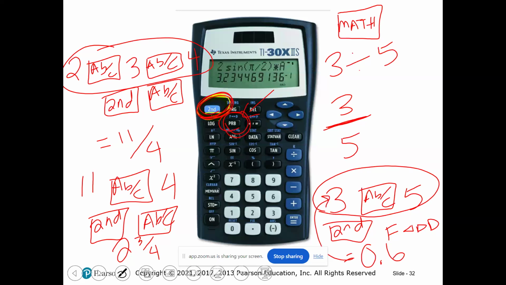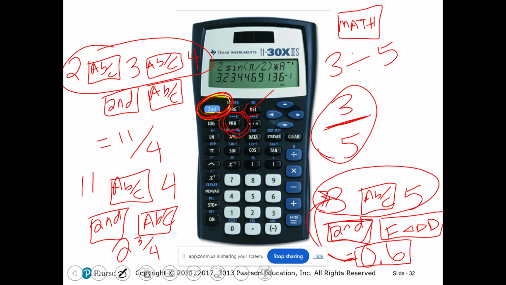Well, you use it just exactly the same way. You would type in the 0.6 first, and then you would hit your second and that PRB key again so that you would get the fraction to decimal. It'll take your decimal that you typed in and turn it back into the fraction version. So that key will help you convert between fractions and decimals very easily.